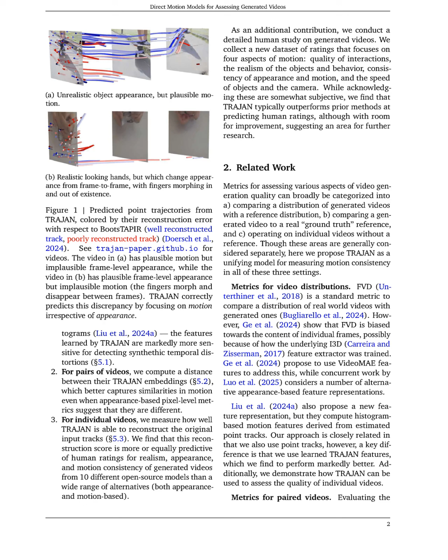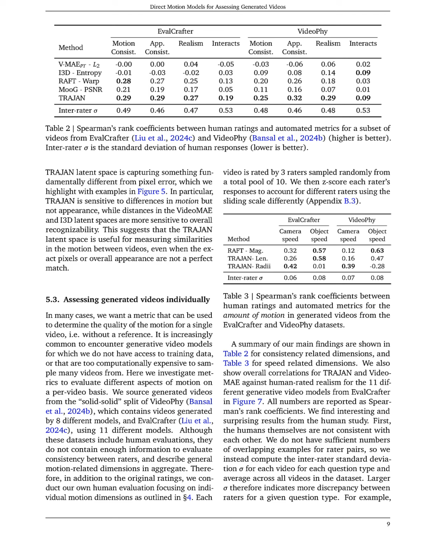In pairwise video comparisons, TRAJAN's embeddings captured motion similarities better than pixel-level metrics, which often failed to correlate with human judgments of realism and motion consistency. Additionally, TRAJAN's reconstruction score was predictive of human ratings for realism, appearance, and motion consistency, outperforming alternatives such as ClipScore and PSNR. Finally, in a detailed human study, Trajan consistently explained temporal and visual consistency better than other metrics, indicating its robustness in assessing motion quality across different datasets and models.